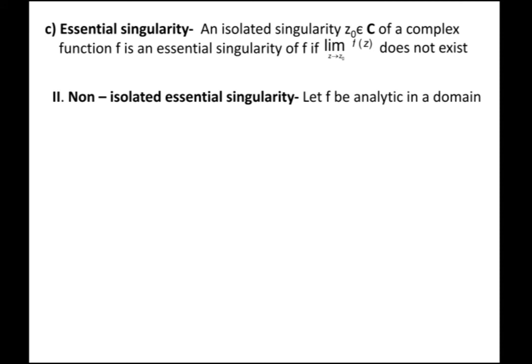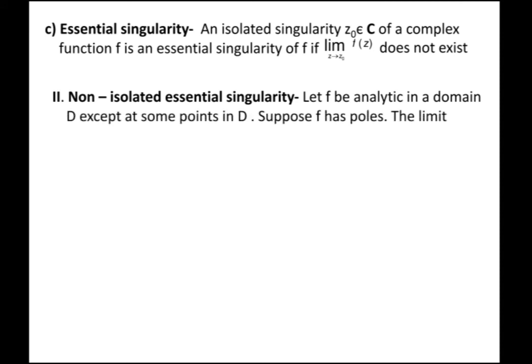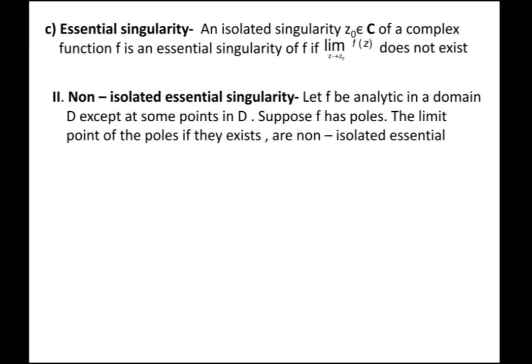Now the second type of singularity is the non-isolated essential singularity. Let f be analytic in a domain D except at some points in D. Suppose that f has poles, then the limit points of the poles, if they exist, are non-isolated essential singularities of f if it is a singularity. So this is the definition for non-isolated essential singularity.